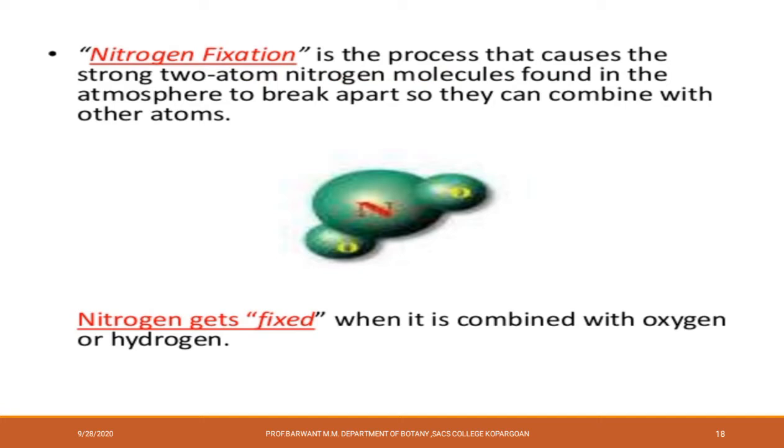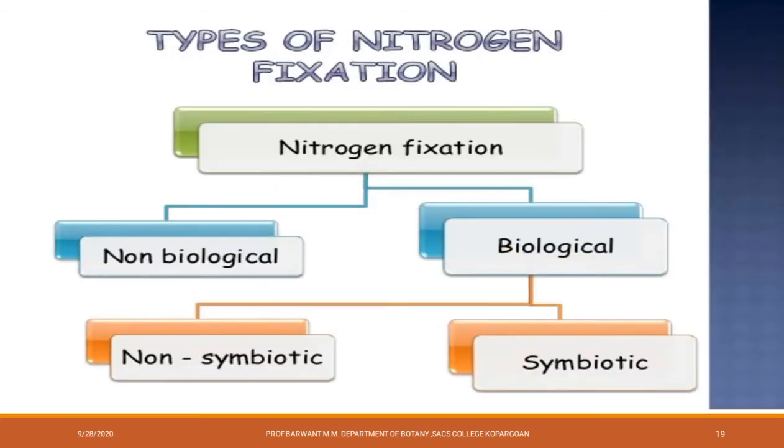Nitrogen fixation is the process that breaks apart the strong two atoms of the nitrogen molecule found in the atmosphere, which then combine with other atoms. Nitrogen gets fixed when it combines with oxygen and hydrogen, which means a reaction takes place. That means a bacterium or any physical or chemical agent converts nitrogen to a nitrogenous compound.